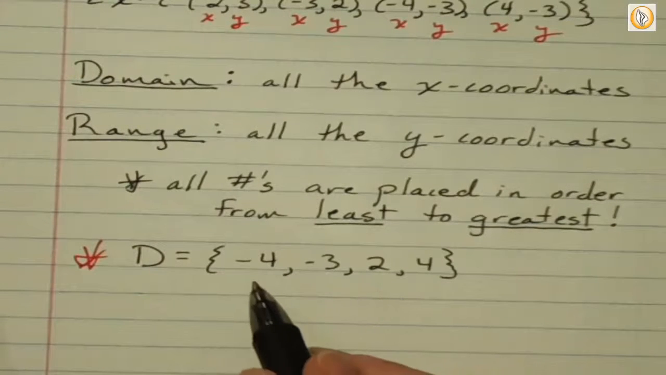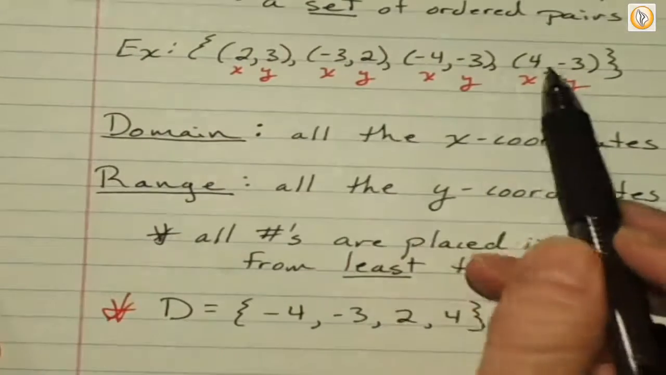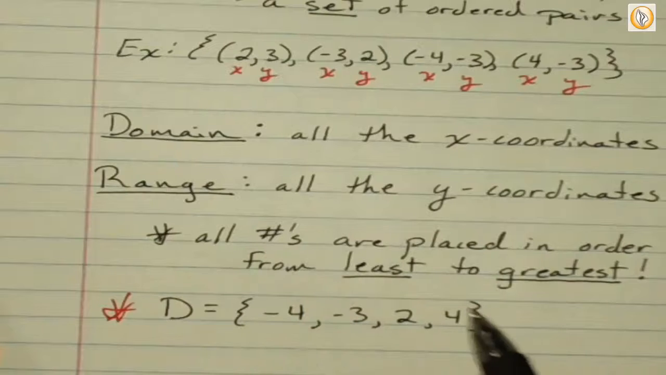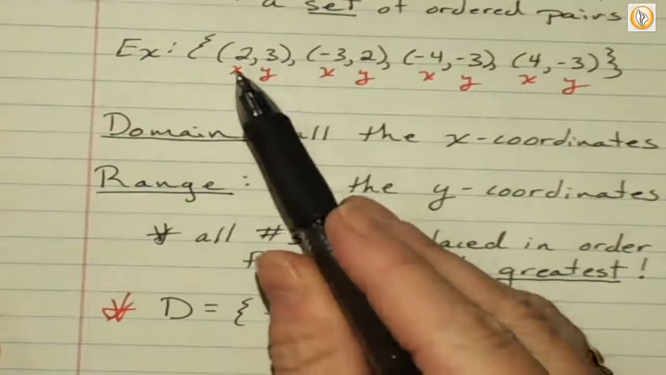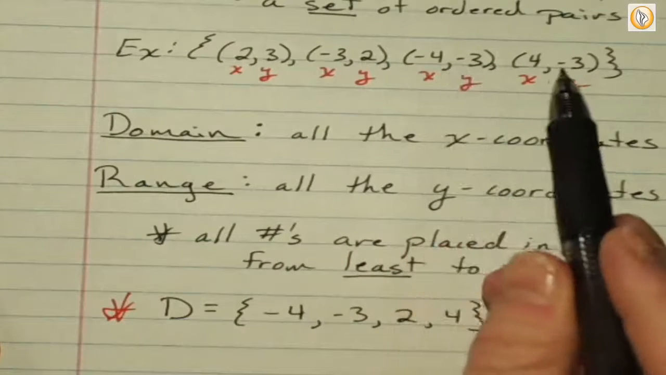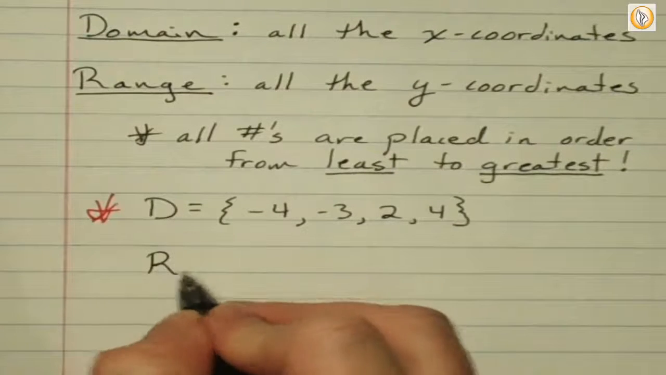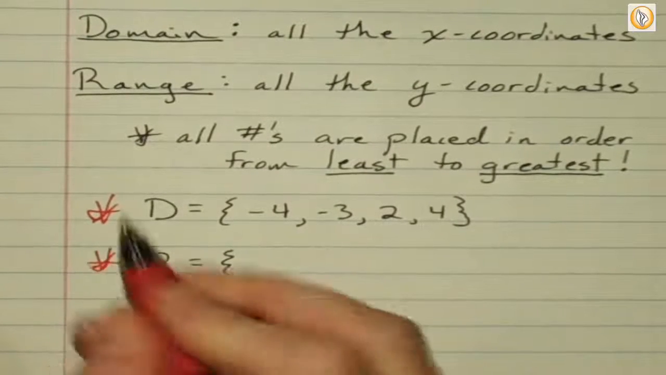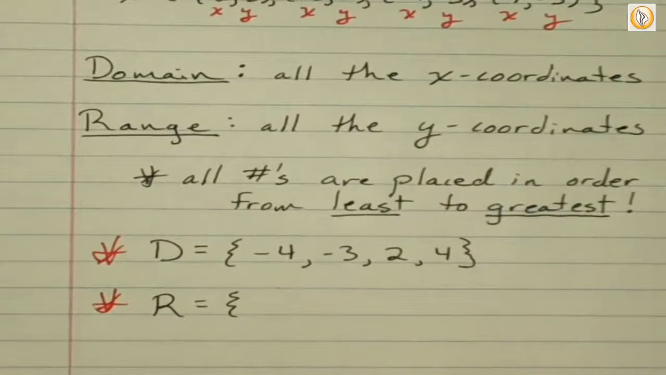So the domain, if they say, what is the domain of this set of relations? You write it just like this, the little squiggly brackets, and they don't have to be perfect. Mine clearly aren't. And you write the x's from least to greatest. Now, Kelly, I want you to tell me what the range is, from least to greatest.